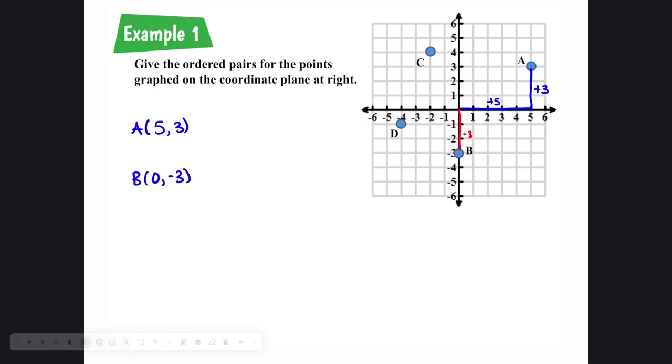Point C is 2 units left on the x-axis, negative 2, and 4 units up on the y-axis, positive 4. The ordered pair for this point is when x is negative 2 and y is 4. Point D is 4 units left on the x-axis, negative 4, and 1 unit down on the y-axis, negative 1. The ordered pair for this point is when x is negative 4 and y is negative 1.